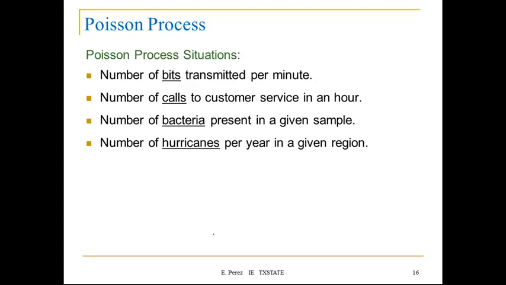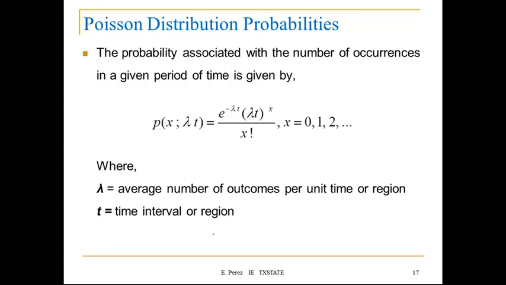Poisson process situations include the number of bits transmitted per minute, number of calls to customer service in an hour, number of bacteria present in a given sample, number of hurricanes per year in a given region. The probability associated with the number of occurrences in a given period of time is given by the Poisson. So this probability is given by this expression, where you have the exponential to the power of minus lambda t. Lambda is the average number of outcomes per unit time. So if you know that the average of customers arriving to the store is 10, that's your lambda per hour.